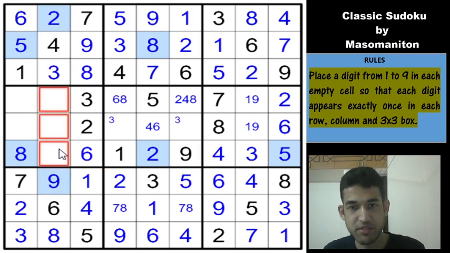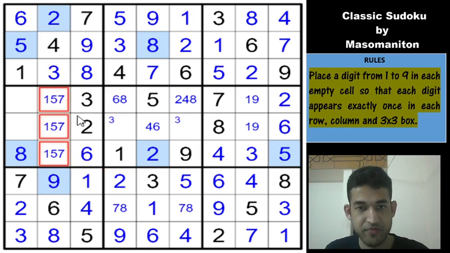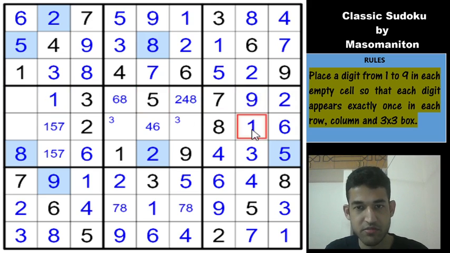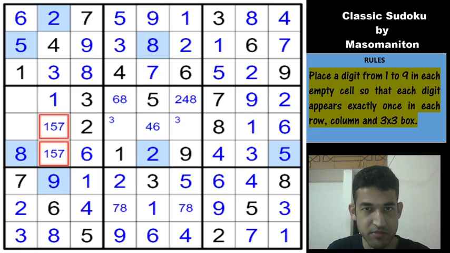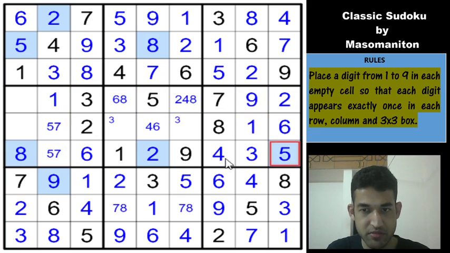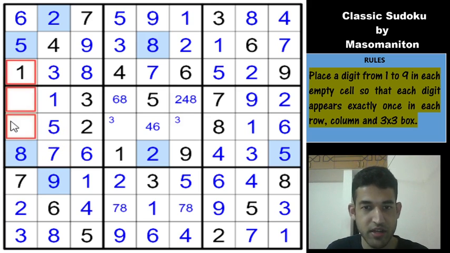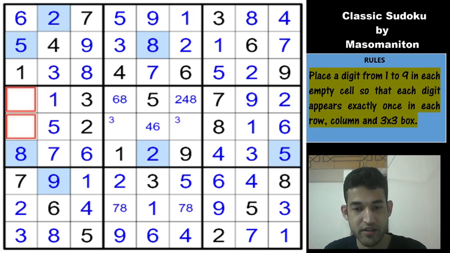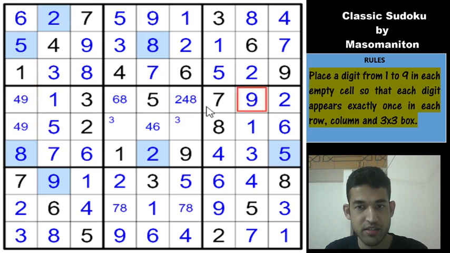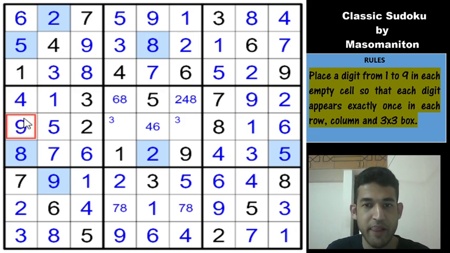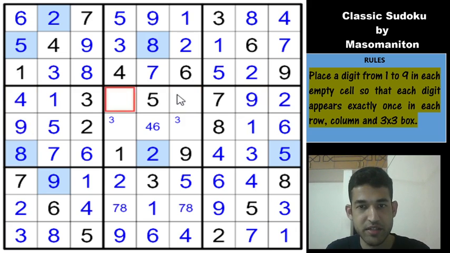So which means these cells must be 1, 5, 7, right? But I have 5 and 7 in row 4. So this is 1, which means this is 9, this is 1. These two cells must be 5 and 7, which means the 5 is removed from this cell. So this is a 7, this is a 5, and these two cells must be 4 and 9, right? And this 9 removes the 9 from here. So this would be 9, and these two cells must be 6 and 8, but 6 is here.